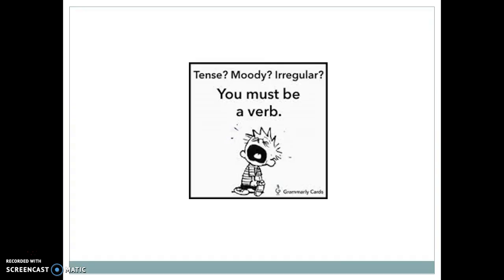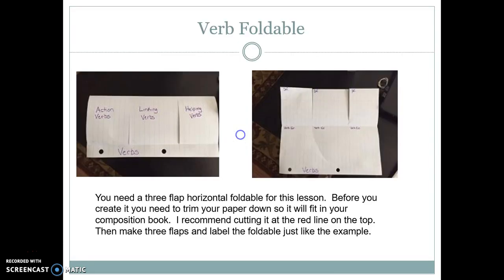All right, tense, moody, or regular. You must be a verb or a sixth grader with way too much homework. Hopefully you're just the verb and you don't have too much homework tonight. This should take you about 10 minutes.